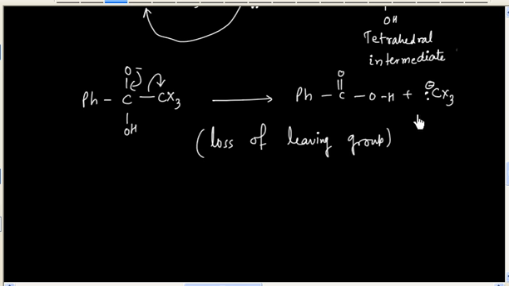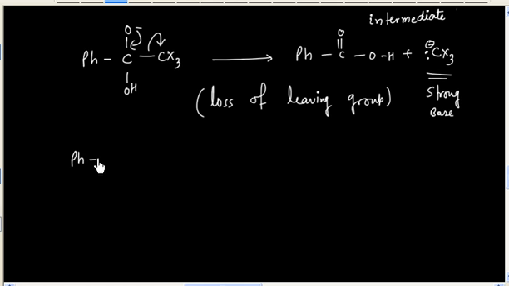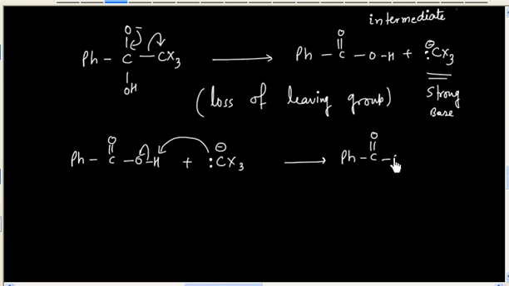Now in the next step we can have acid base reaction because this is a strong base. So we will have acid-base reaction. So it will gain a proton and we will have the final product, that is haloform and salt of acid.